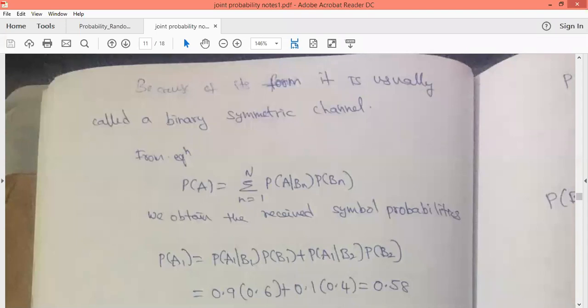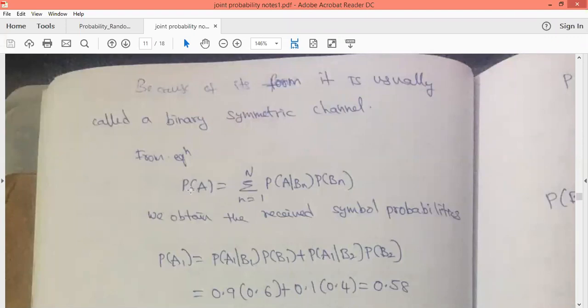Okay. So what is total probability? It says the total probability of event A is given as the summation from n equal to 1 to N of probability of A given Bn, times probability of Bn. This is the total probability of an event A. So what are the different events we have at the receiver side? We have A1 and A2. There are two events at the receiver side.